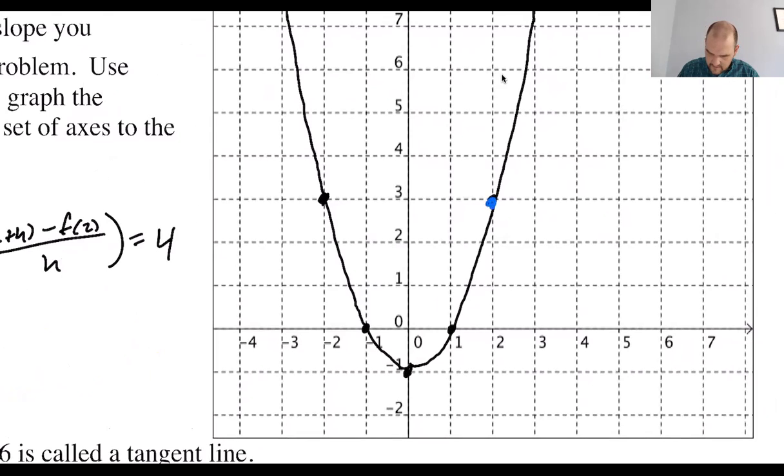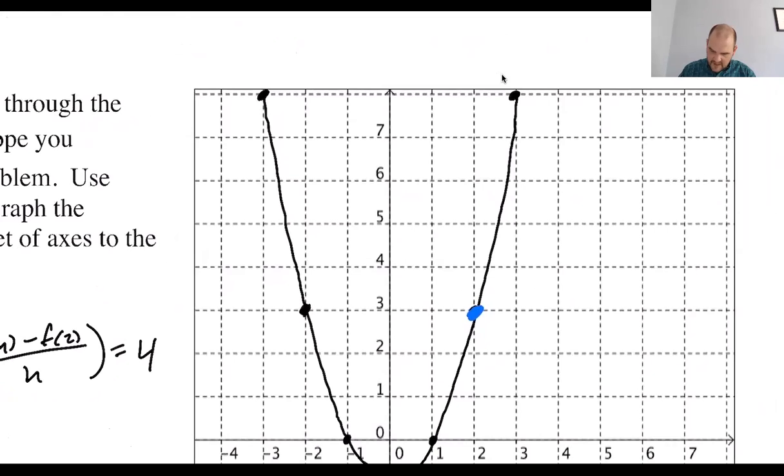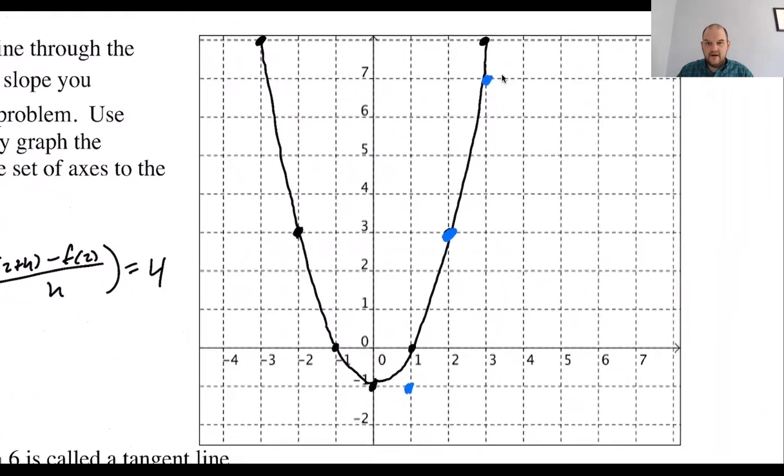So here is my point, and then I'm going to go back 1 and down 4, which would put me here. And then here you can see where I messed up because I went over 1 and up 4. It almost looks like it's on the curve. It's definitely not. If I went over a half, I would go up 2. So I really messed this up, but here's my really careful line.